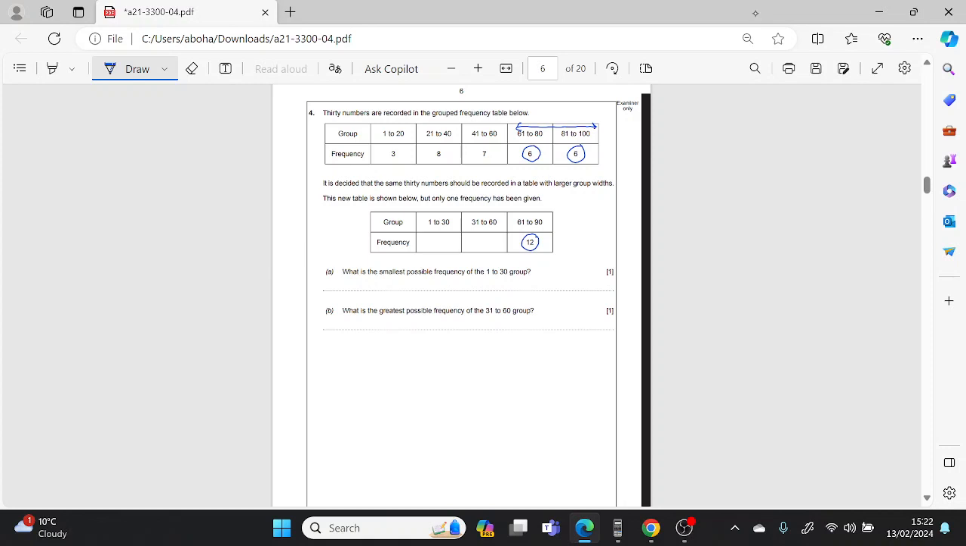So 1 to 30, what's the smallest possible frequency in the 1 to 30 group? Well, the smallest possible frequency would have to be 3. And the reason is we know that from 1 to 30, we've already got 3 in the 1 to 20 category. But even though they've got 8 here, we don't know what that 8 represents. It could be the numbers 36, 36, 37, 38, 39, 40, and so on and so on, okay?